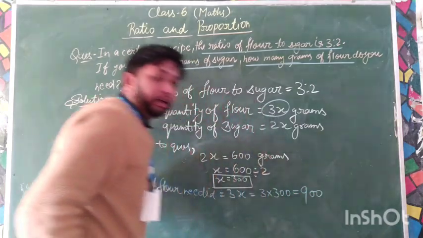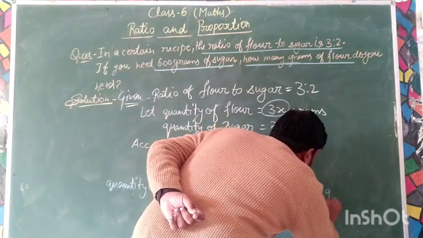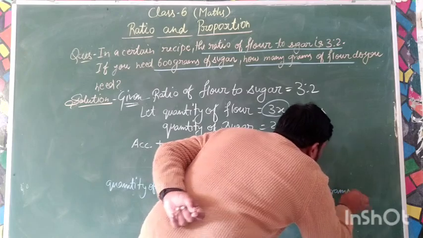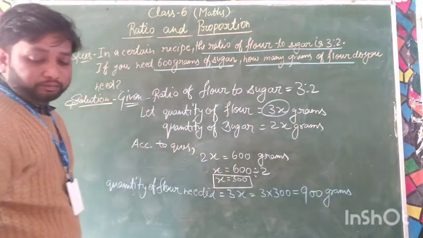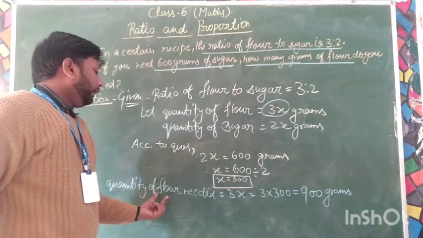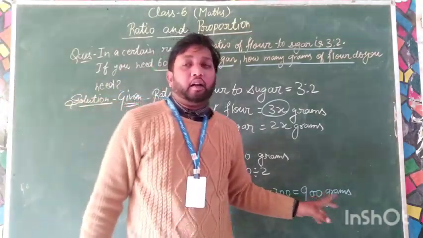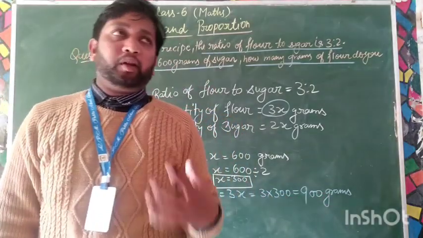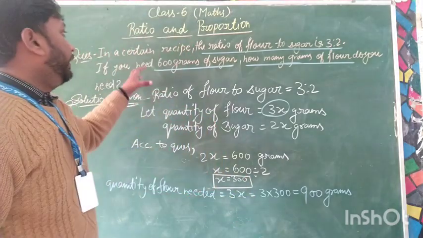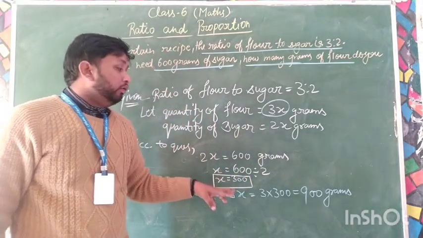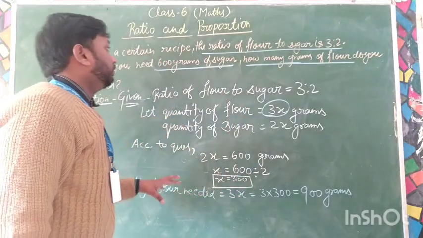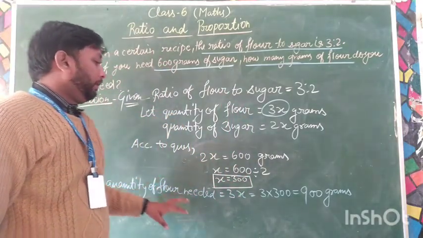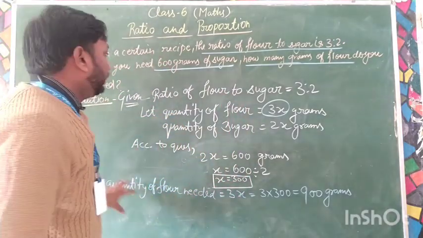So the quantity of flour needed is 900 grams. So the quantity of flour is 900 grams to make that recipe. If we have 600 grams of sugar to make that recipe, we need 900 grams of flour to make that recipe. This is all the question.